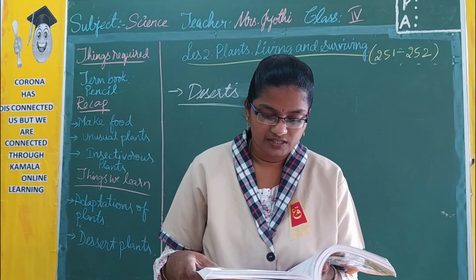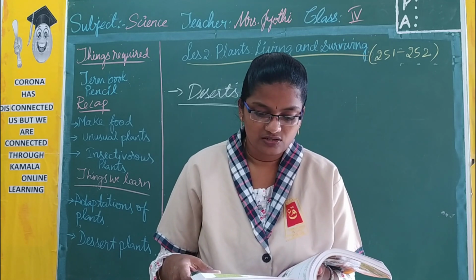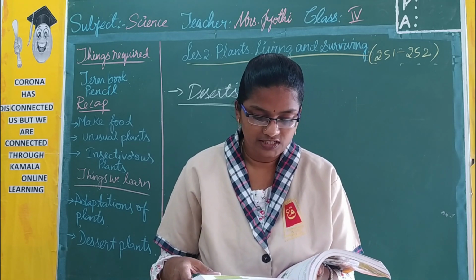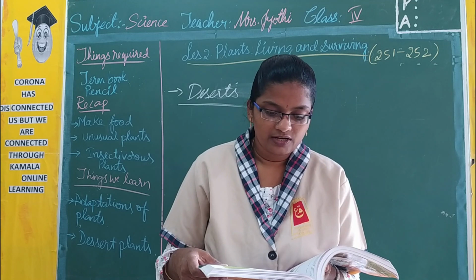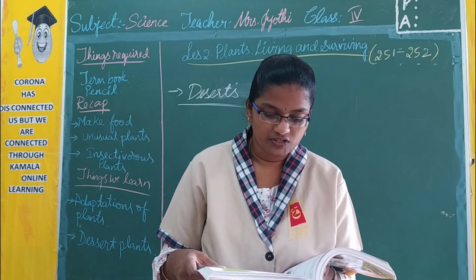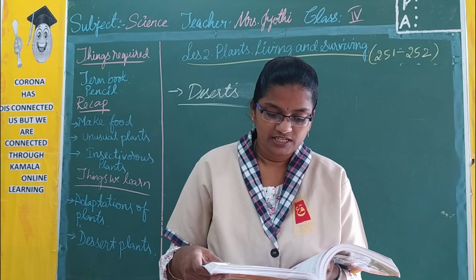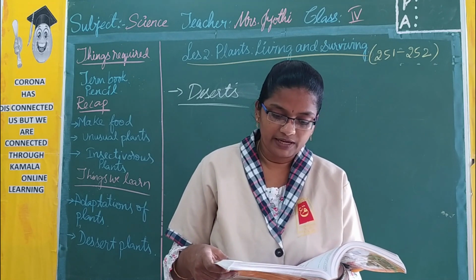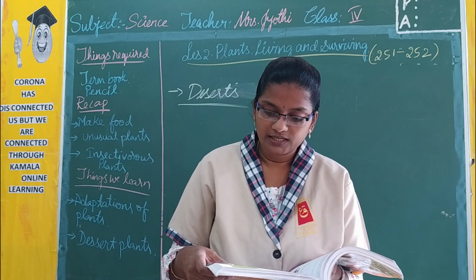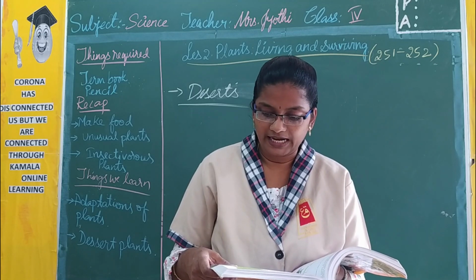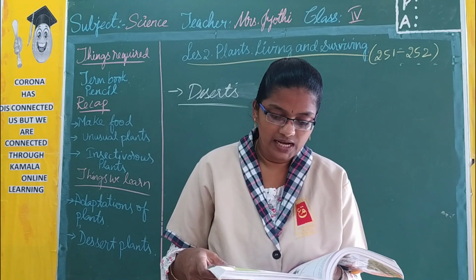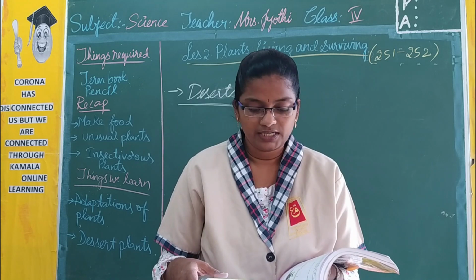This happens through the stomata of the leaves. The cactus has long roots, because of which it is able to go deep into the soil to absorb water. It has thorns that protect it from animals. Besides cactus, the other plants named babool, kikar, acacia and date palms are also commonly found in deserts.